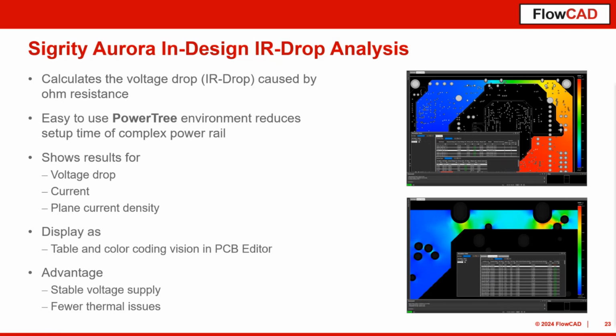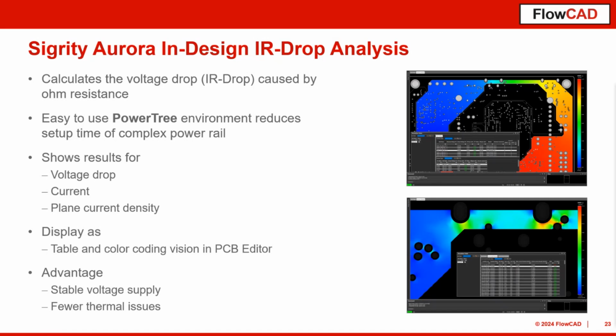However, as mentioned before, we have to configure the sources and the sinks, and what you get is now the voltage drop. That means how much voltage drop will be created due to the copper resistance. You can also see the currents over your copper planes and the plane current density.